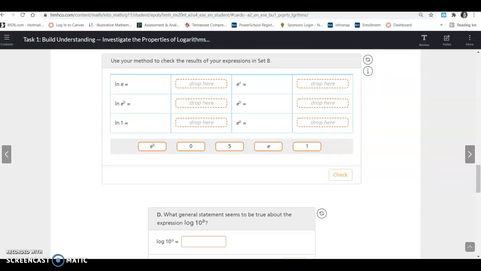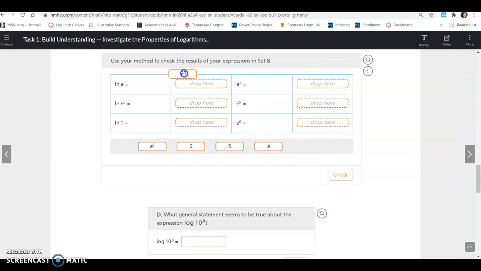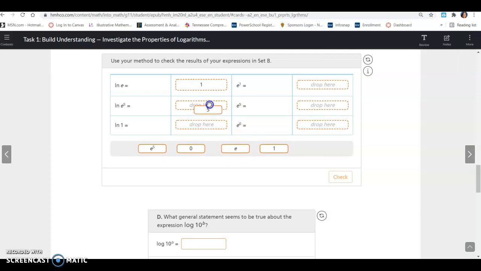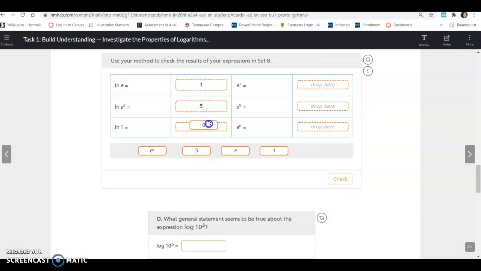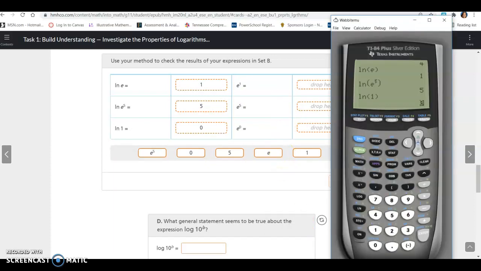All right, it says use your method to check the results for your expressions in set B. So again, if you want to just evaluate these, we may be able to go ahead and look up through here and see. This one is 1, 5, and 0. So this one's 1, 5, and 0. And then e to the first, if you want to evaluate what the e to the first is, you can do e.